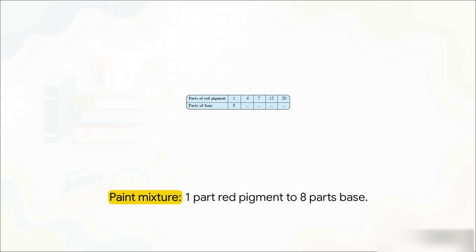Here's another brilliant everyday application. This one from the NCERT solutions. Imagine you're mixing paint. To get a very specific shade, you mix 1 part of red pigment with 8 parts of the base. Well, if you need a bigger batch and decide to use 4 parts of red pigment, you have to maintain that direct proportion. Since you multiplied the red by 4, you literally have to multiply the base by 4 as well, giving you 32 parts of base. See? They scale up together flawlessly.